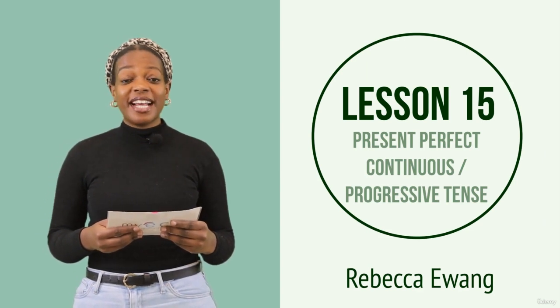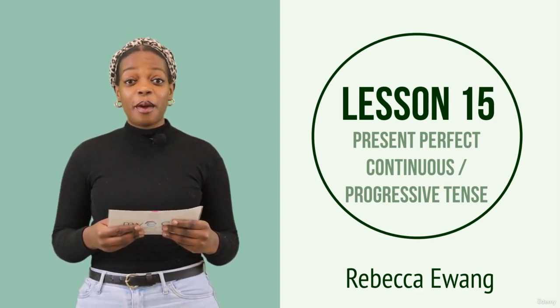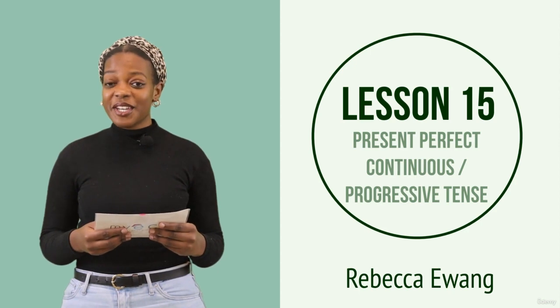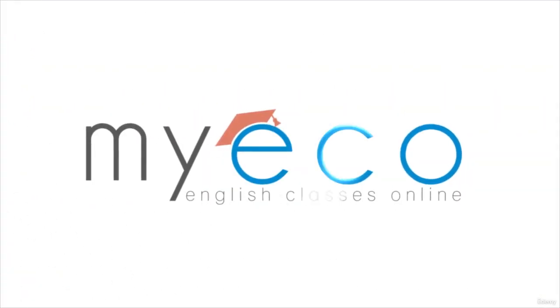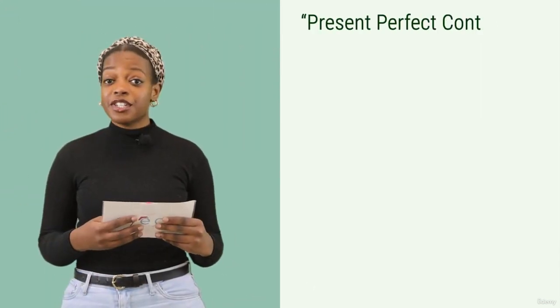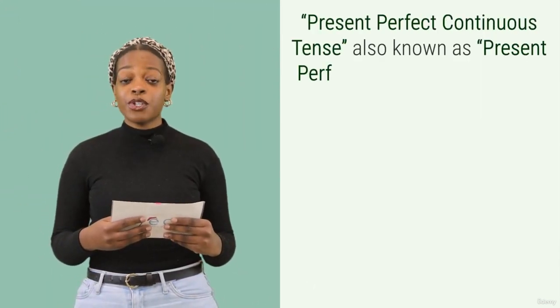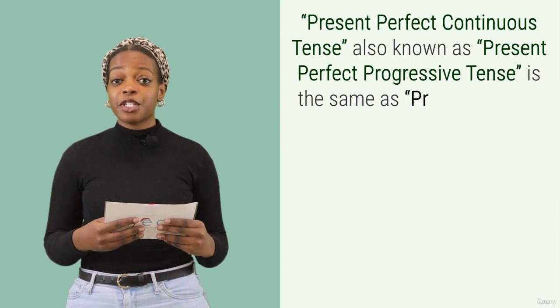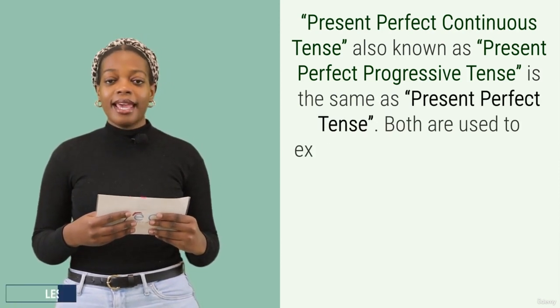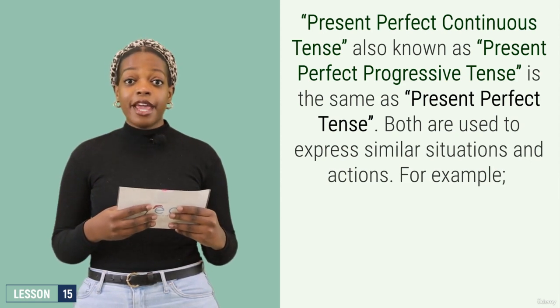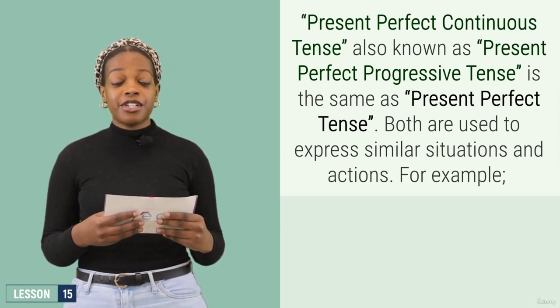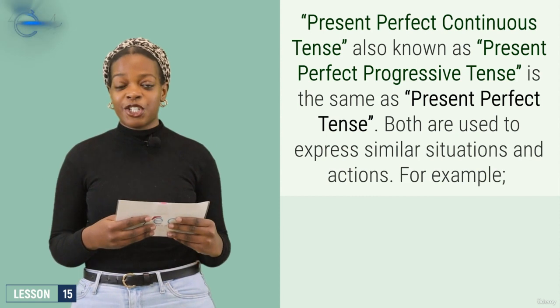The topic of our lesson today is present perfect continuous tense. So, let's begin. Present perfect continuous tense is also known as present perfect progressive tense. It is the same as present perfect tense. They are both used for similar situations and actions.